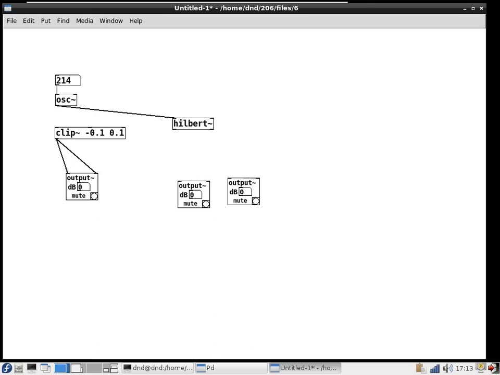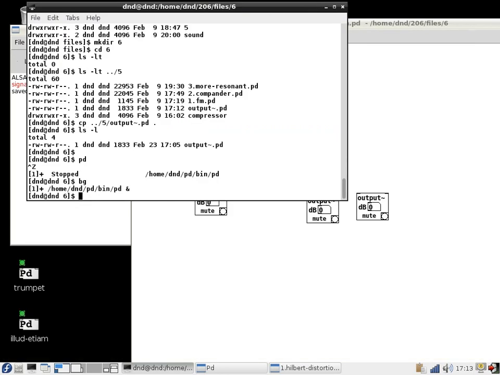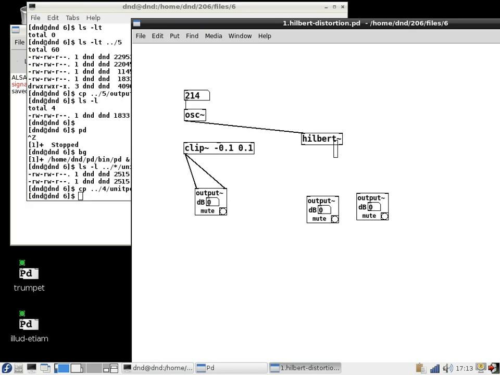All right. So now we go grab our friend unit polar, which I forgot to copy into this directory. What are we going to call it? Hilbert Distortion. All right, and now I got to go do some bookkeeping again. Right, so now I have a copy of unit polar. I think there was a tilde in the name, yeah.